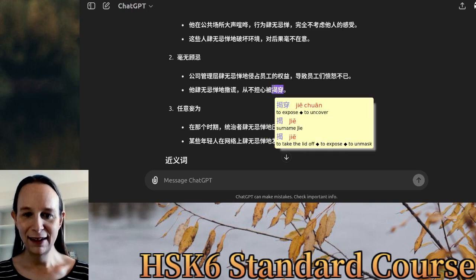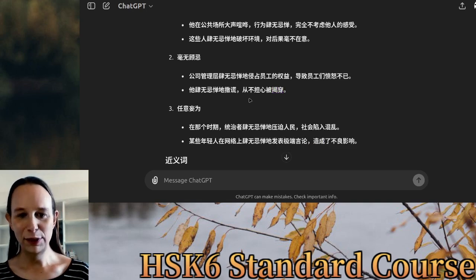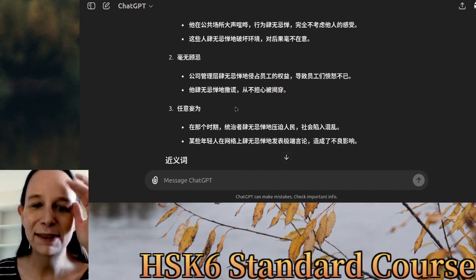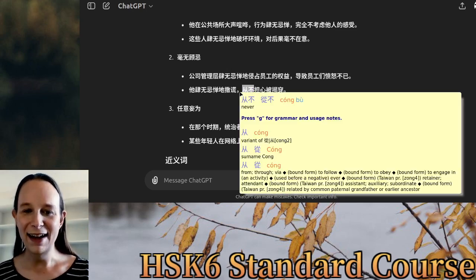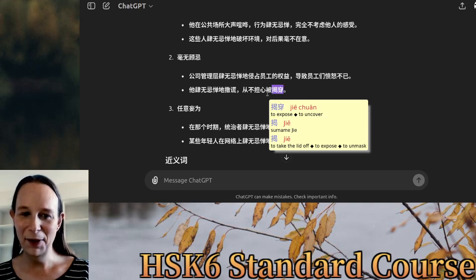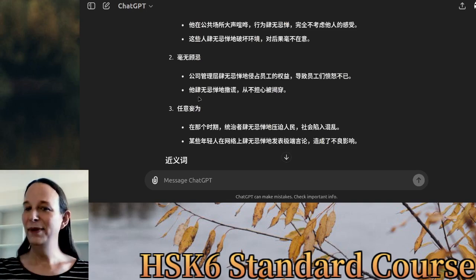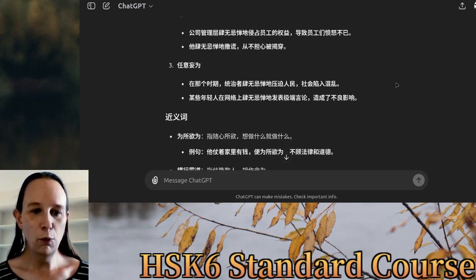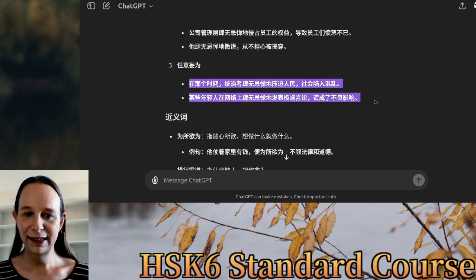他肆无忌惮地撒谎, 从不担心被揭穿. What is 揭穿? 从不担心被揭穿. 从不, so never. So never worried about being uncovered or exposed. He lies without restraint or without scruples. 肆意妄为. Arbitrary 妄为, rash action. All right.